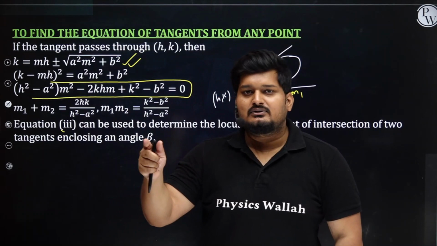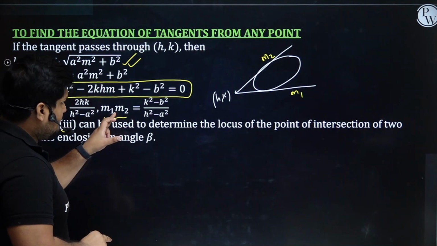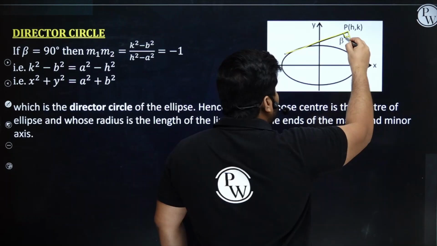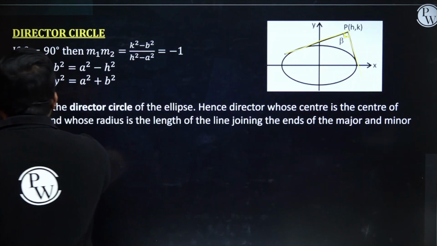This information can be utilized for one thing. If the tangents are perpendicular, what will happen then? If the tangents are perpendicular, then m1 into m2, what is it? That will definitely be minus 1. So there we have the next definition, which is the director circle. From an external point, if the tangents drawn are perpendicular, that point will lie on the director circle. And for the director circle, m1 m2 will be minus 1. So in the previous one, if you make m1 into m2 equal to minus 1, this is what you are going to have.